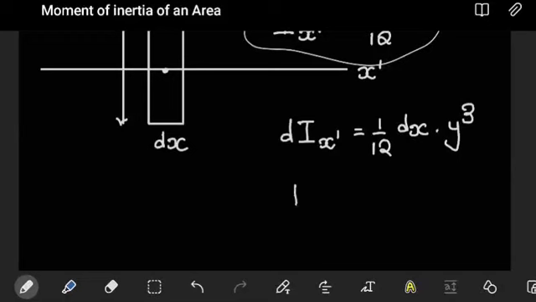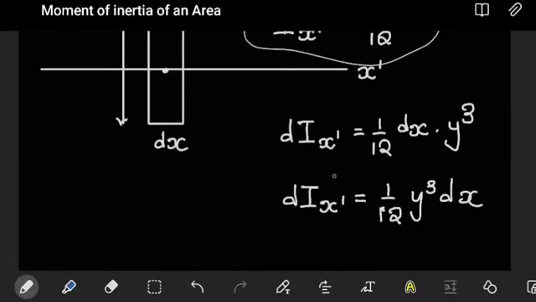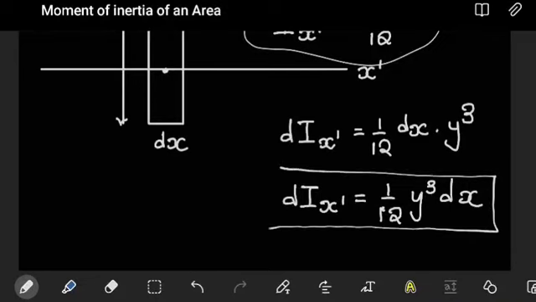What is this? We have the differential moment of inertia, the moment of inertia of that differential section we have selected. This has turned out to be equal to 1 over 12 multiplying y to the power 3 and then dx there. So this is what we have.